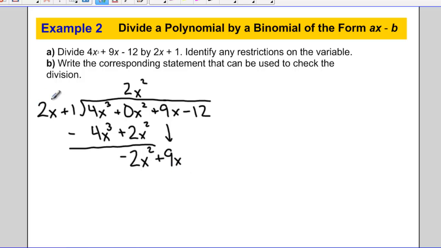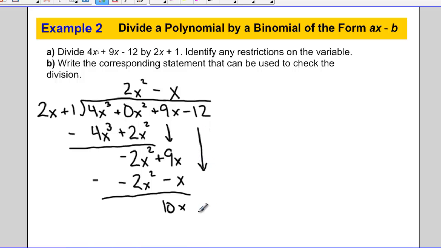And do it again. What do I multiply 2x by to get negative 2x squared? I multiply it by negative x. Multiply again. And then subtract. 9 take away negative x, it's the same as 9 plus x. So I have 10x. Bring down the 12.